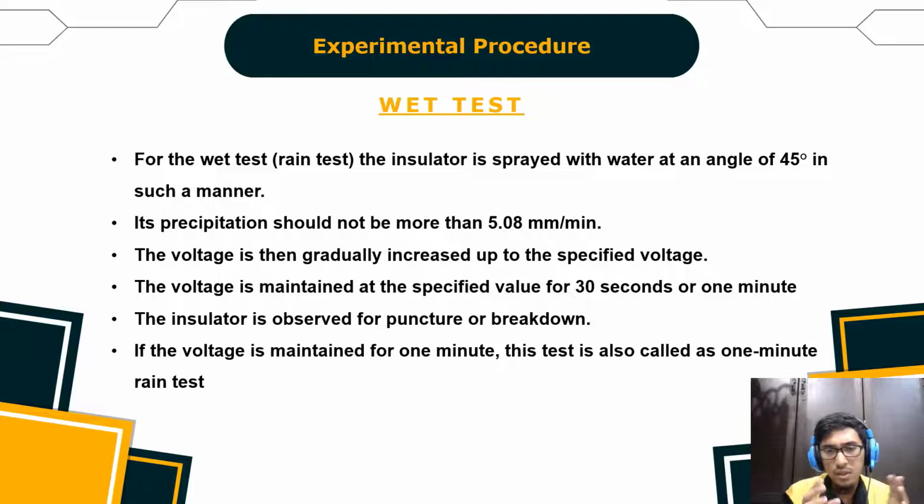So the wet test uses water, and the water will be sprayed at an angle of 45 degrees, and then the voltage will be increased up to the specific voltage for 30 seconds or 1 minute, and then we observe the insulator for puncture or breakdown.